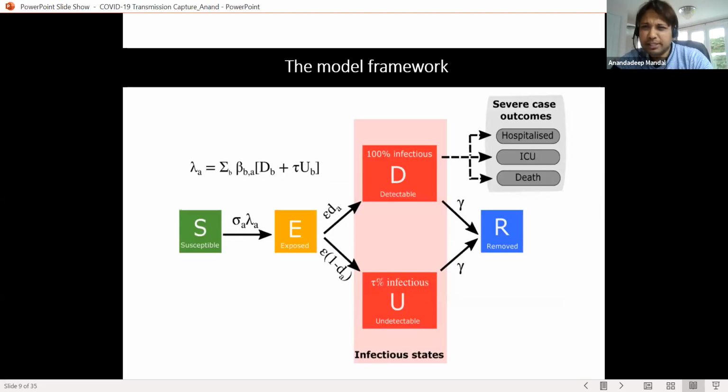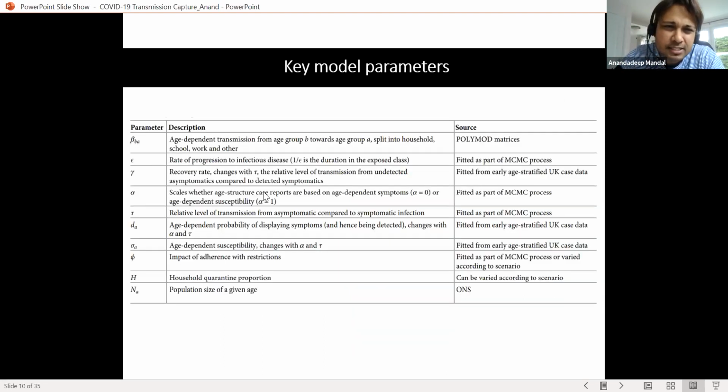I will not be going into certain things. I would like to explain, for example, beta BA. So what does it mean? It means transmission rate from age group B to age group A. So there are 21 age group classifications. So age group A to age group B transmission rate. So I'll just tell you some of the things. So beta BA we have already said.